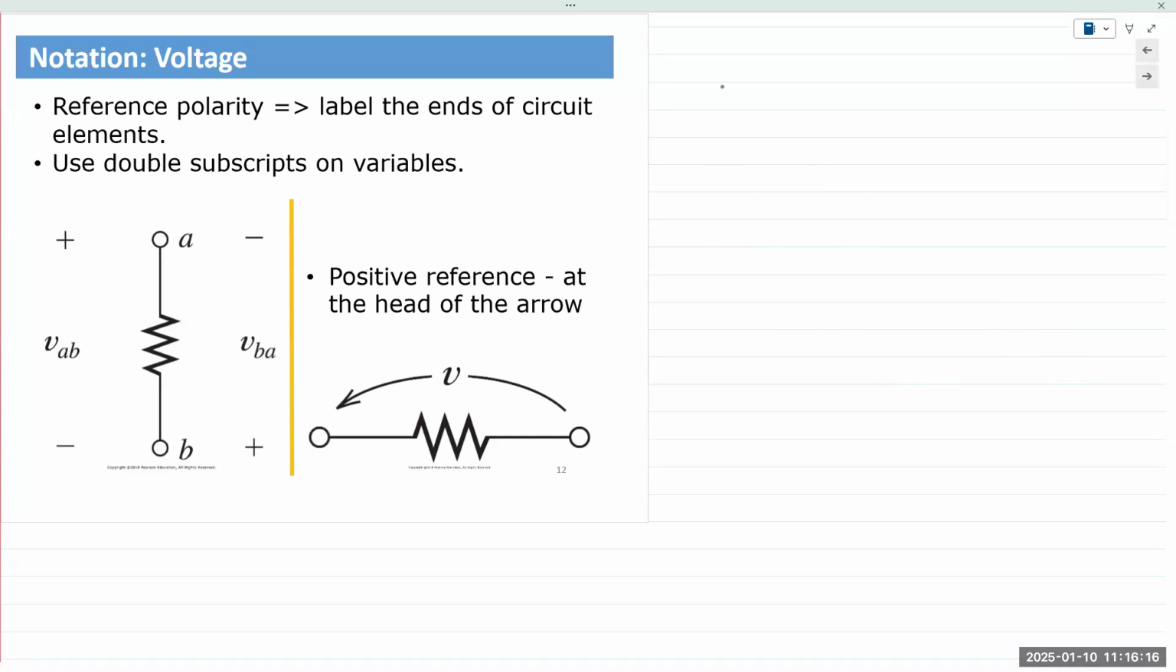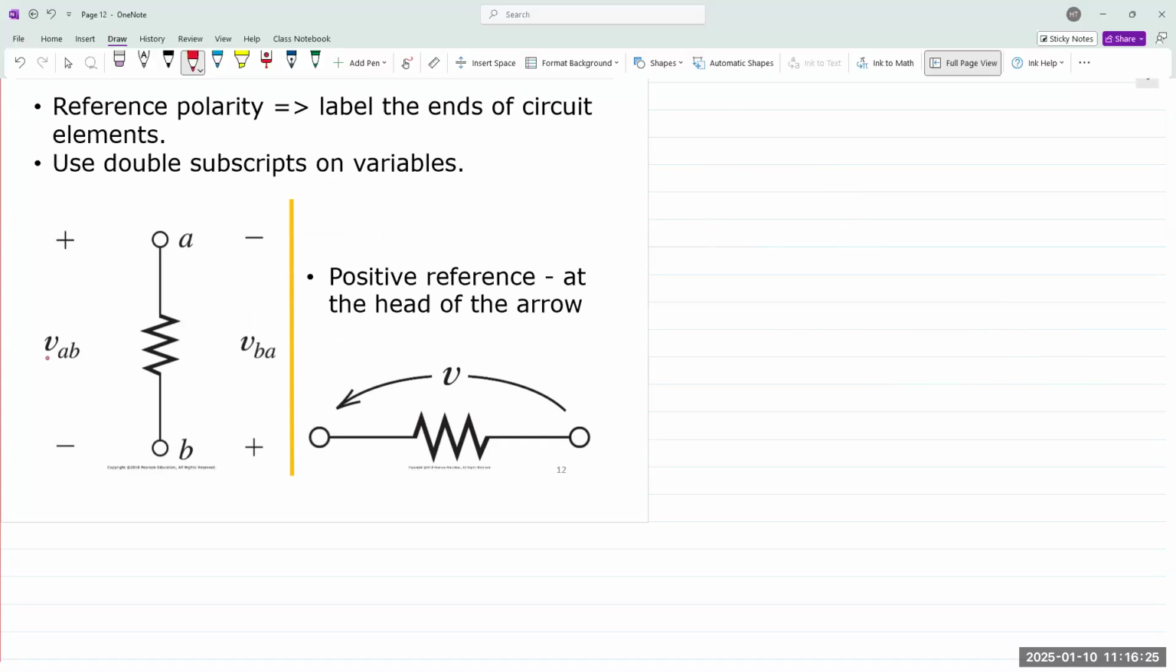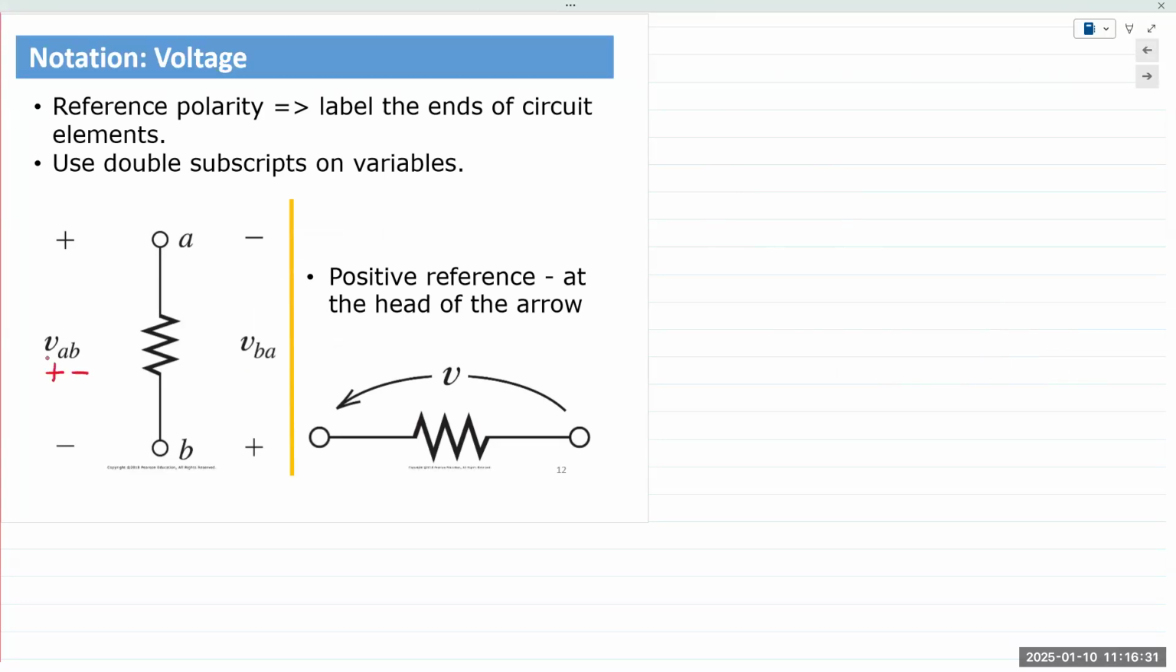When we say it's VAB, meaning positive reference of the meter, the positive terminal of a meter is connected to point A, the negative end is connected to B. So VAB simply means you're measuring voltage at point A with reference to point B. That's all it is. Right?